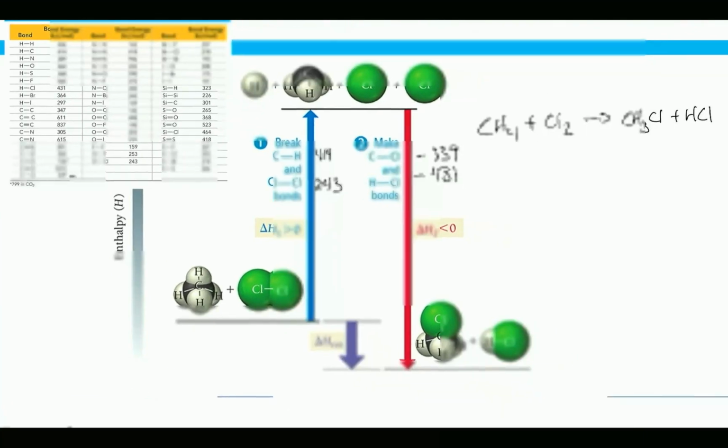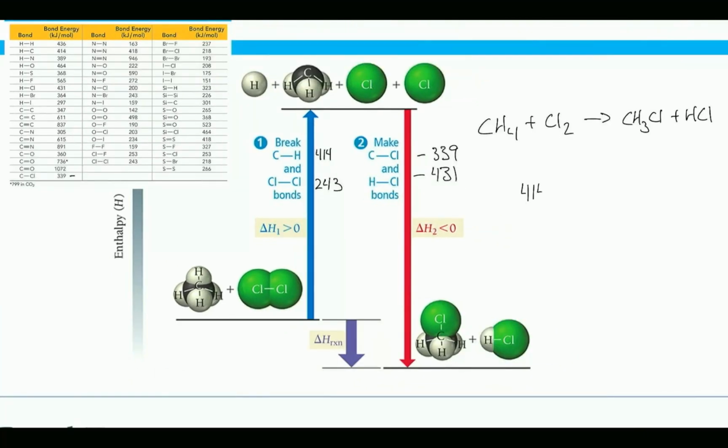So if I add all of those together, 414 plus 243 plus a negative 339 plus a negative 431, you get a delta H of the reaction of negative 113 kilojoules per mole. Now this is just for breaking one of that type of bond and forming one of each type of bond.